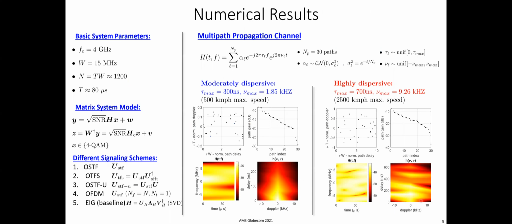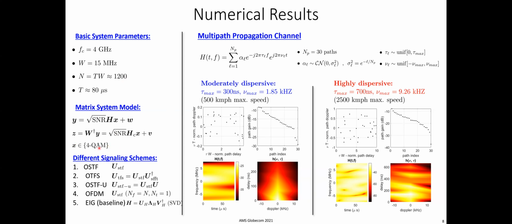So let's look at some numerical results. The basic system parameters are 4 gigahertz carrier frequency, 15 megahertz bandwidth. The signal size dimensions are about 1200. T is about 80 microseconds. This is our matrix system model that we have reviewed.